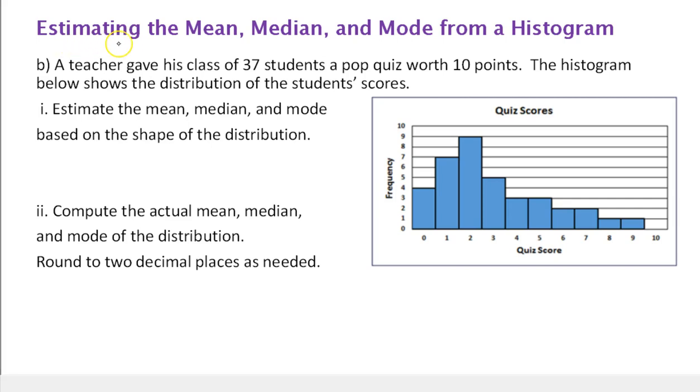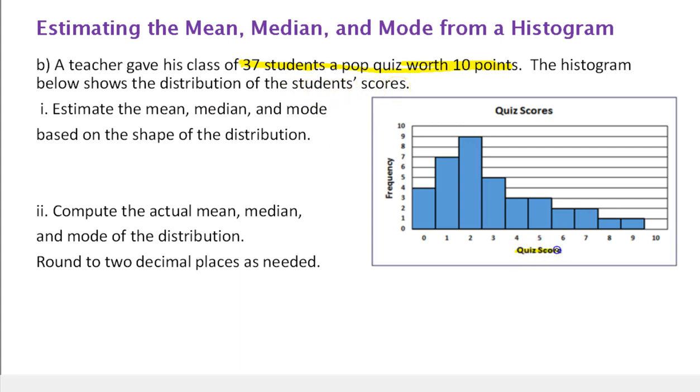In this video, we're going to estimate the mean, median, and mode from a histogram. Unlike the last problem, our histogram is going to be skewed to the right instead of symmetric, or approximately symmetric. So a teacher gave his class of 37 students a pop quiz worth 10 points. The histogram below shows the distributions of the students' scores.